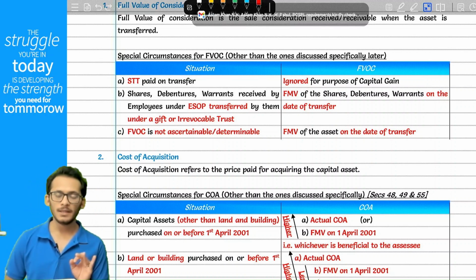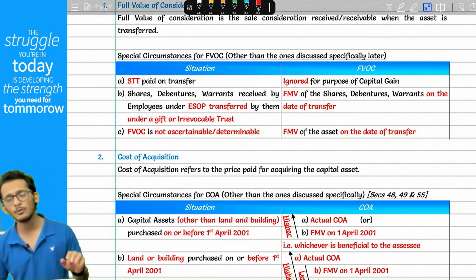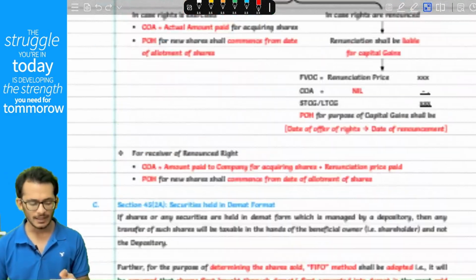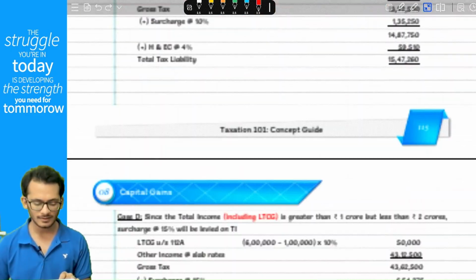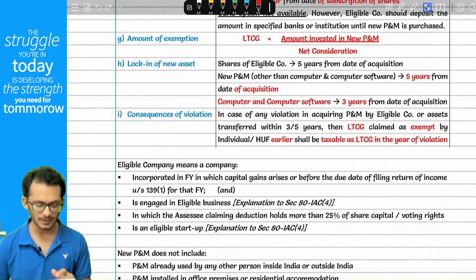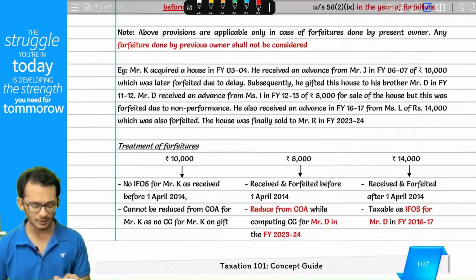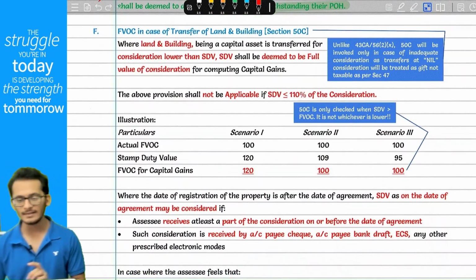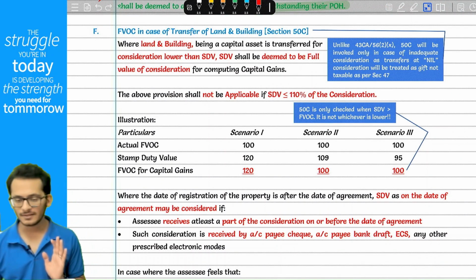Yes, with me? Next I'm coming and saying, Rahul, if you have any immovable property, and if you're planning to transfer it at a consideration lesser than stamp duty value, then the stamp duty value will be deemed to be the full value of consideration. However, this provision will not apply in case the stamp duty value is within 110% of consideration.